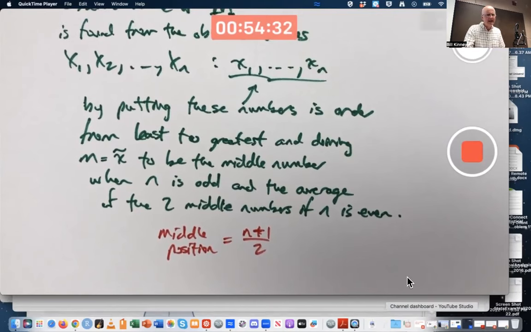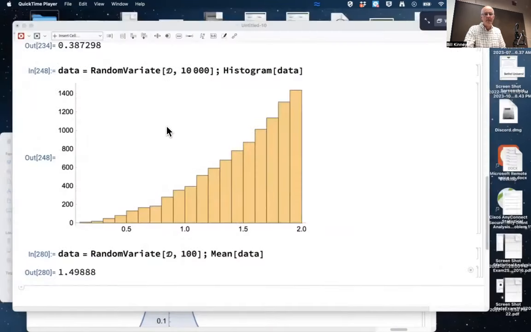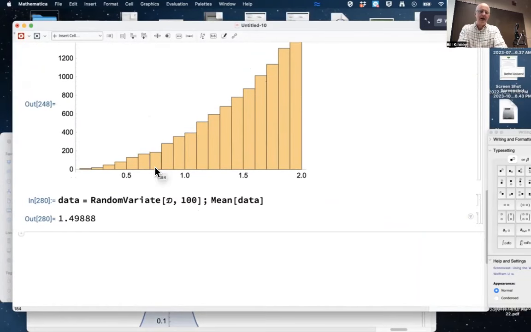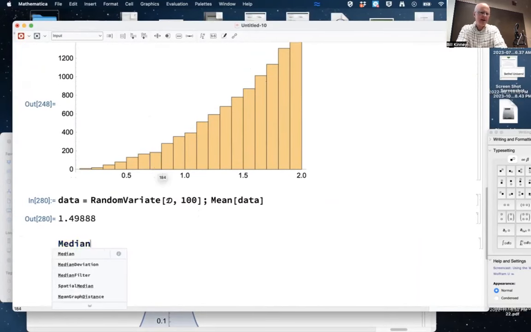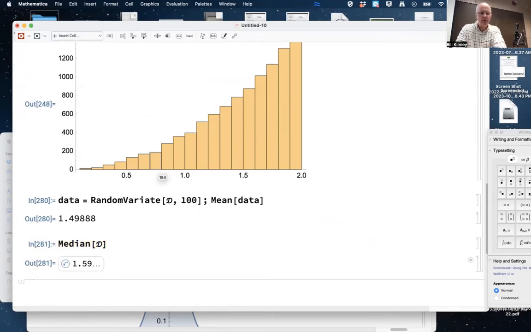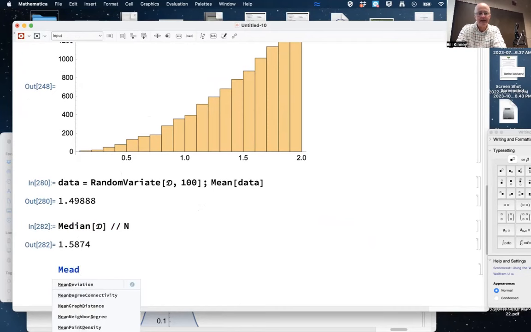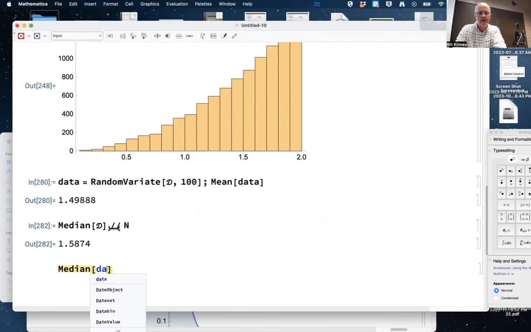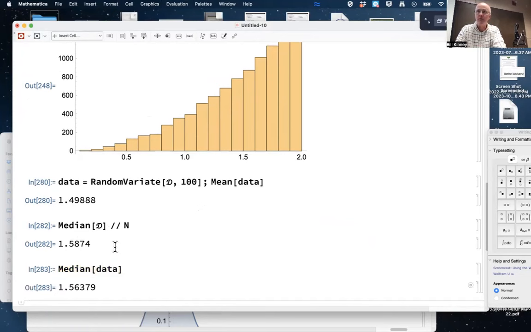So can we do this with Mathematica? Yeah, I think so. Like, can I find the median of the distribution itself? Hopefully we get, what was it? Oh, that was the mean. Well, no, okay, the median. Yeah, you're right. Cube root of 4, okay, about 1.59. Can we find the median of the data set? Yep, close to 1.59.